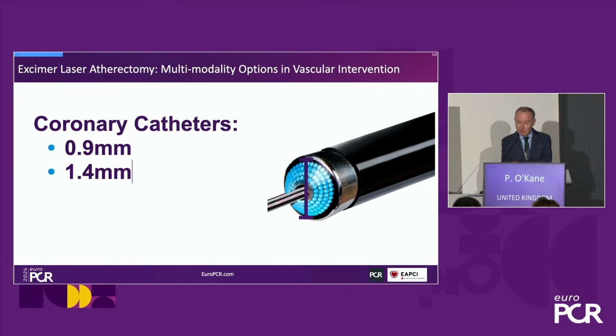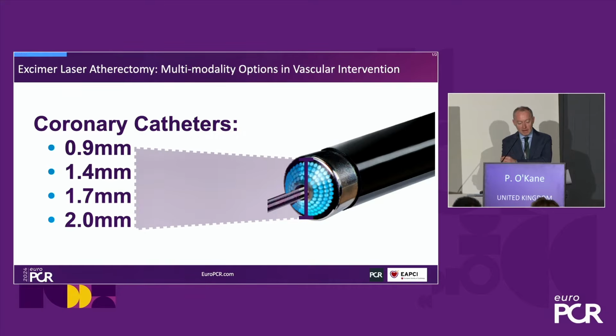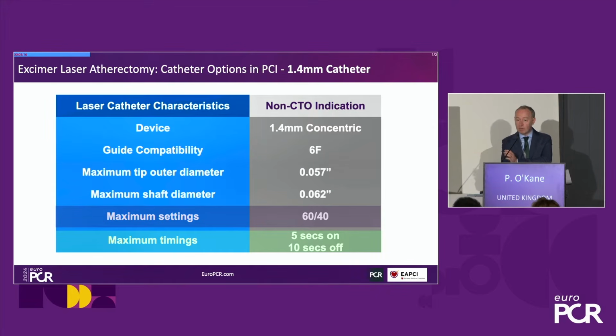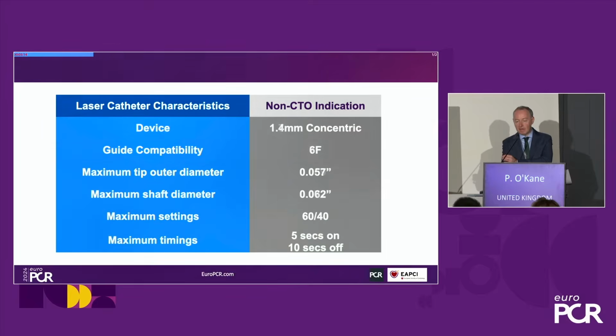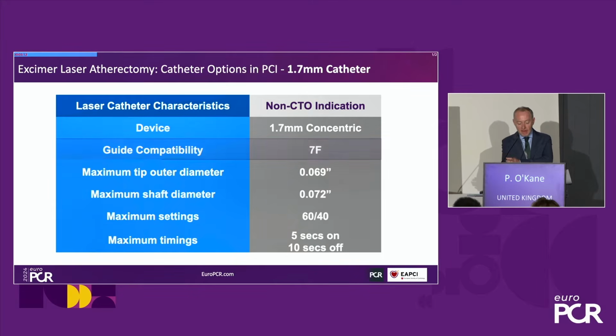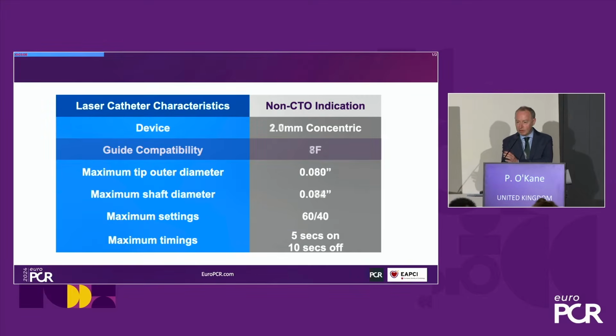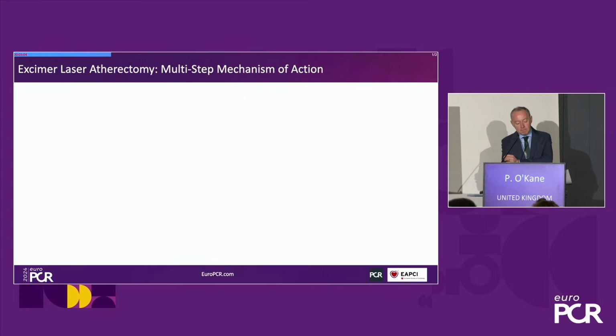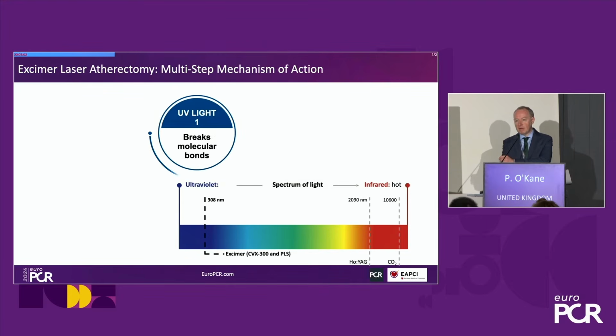We're going to talk about the coronary circulation. You can use it for other mechanisms, but there are 4 coronary catheters to be aware of. The 0.9 is the one we use the most commonly. It's for CTOs and tight lesions. We get 80-80, which I'll explain. That's the highest settings: 10 seconds of lasing and 5 seconds rest period. The other catheters require slightly bigger guide catheters and have a shorter lasing time, but are equally effective for certain indications.